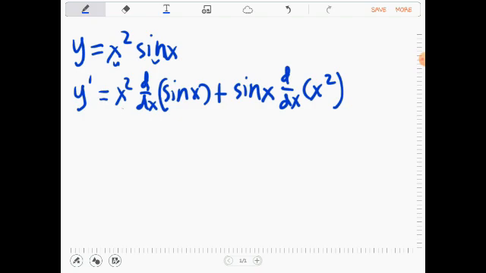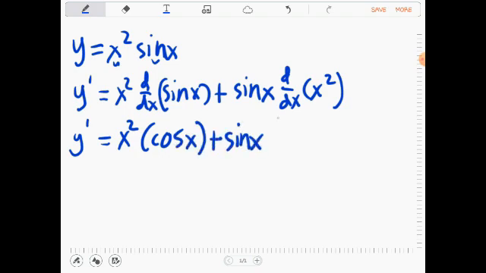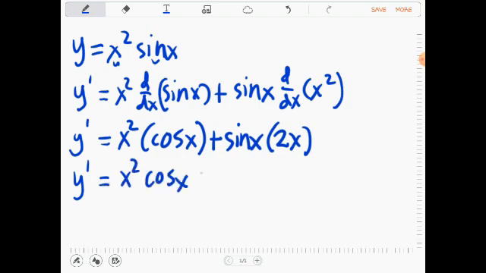Okay? So, assuming that this is u and this is v. First, we keep the u, then differentiate the v, then here the v, then the derivative of u. So, simplify: y prime is equals to x squared, the derivative of sine of x is equals to cosine of x, plus, just copy the sine of x, then the derivative of x squared is 2x. Okay? And this would be equals to x squared cosine of x plus 2x sine of x. Okay?